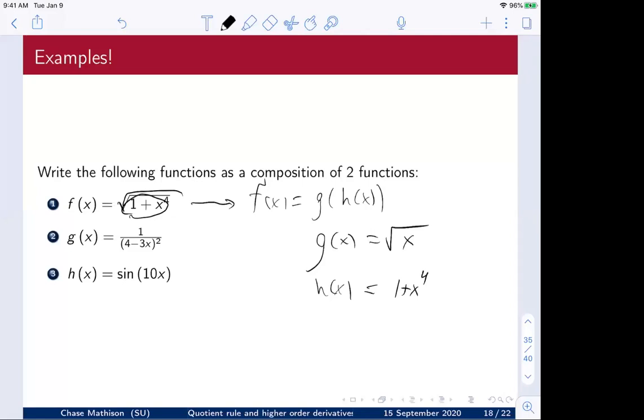And so then you can see if I take g of h of x, this says everywhere I see an x in g, I'm going to plug in h of x. So I'm going to put the square root of 1 plus x to the fourth. I don't really need those parentheses though. And then we get back what f of x is. Okay. So being able to recognize functions as compositions is going to be very, very important for using the chain rule. And so we're going to cover that on Friday.